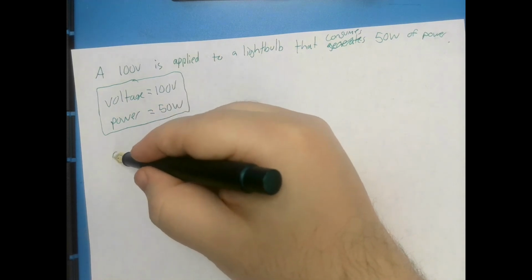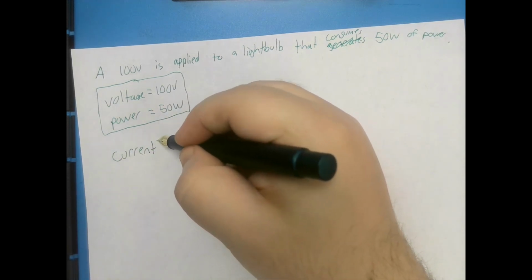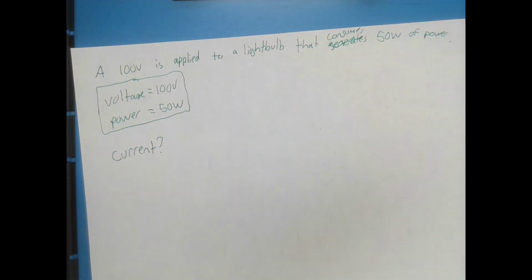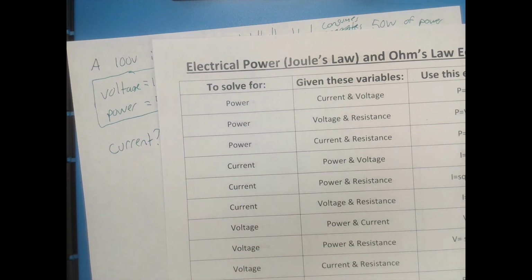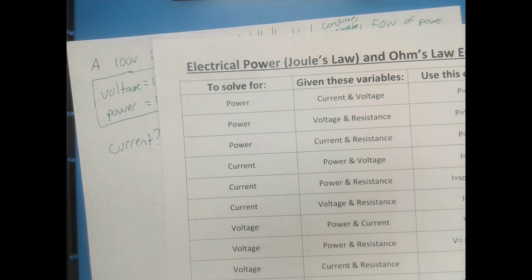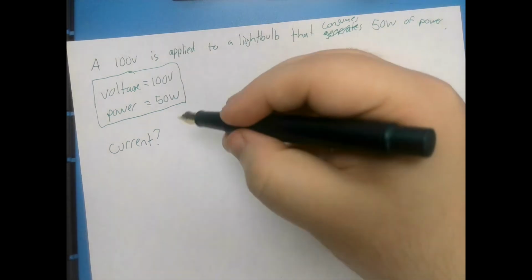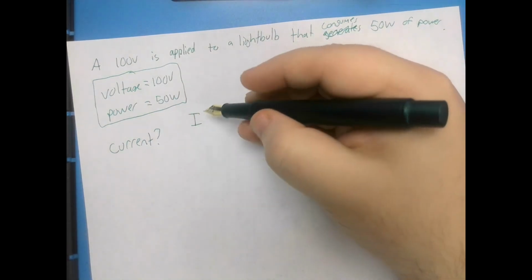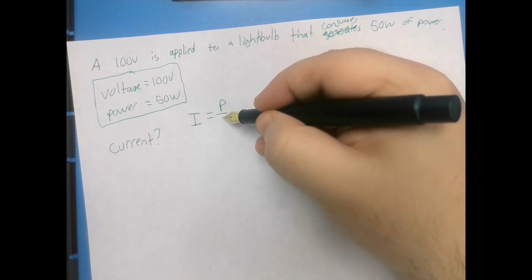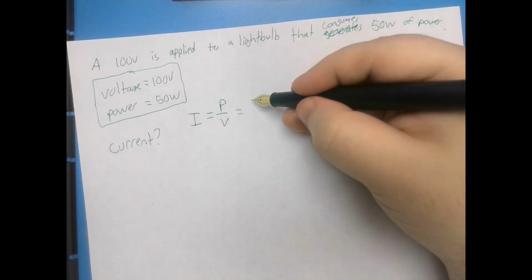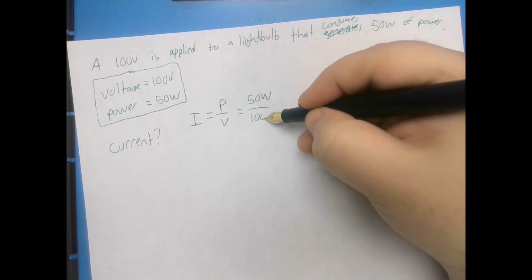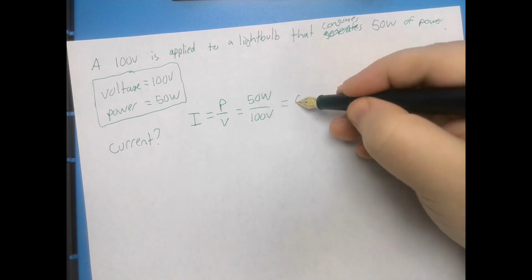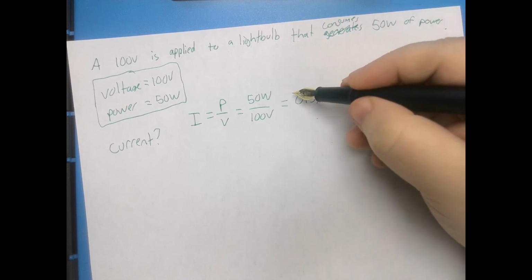Let's solve for the current. So what is the current? Well, again, looking at the formula sheet, current given power and voltage is current equals power divided by voltage. Our power was 50 watts. Our voltage is 100 volts. That's equal to 0.5 amps.